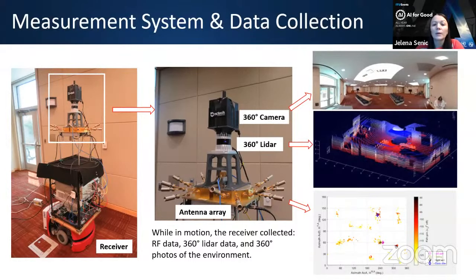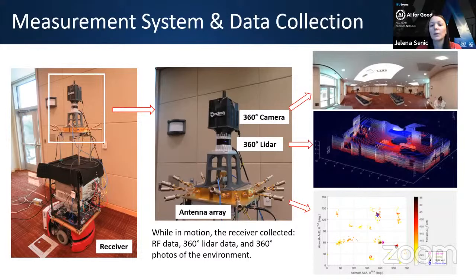First, we have the antenna array. And as Steve mentioned, we are providing the RF data. So we collect RF data using these 16 horn antennas. One example of our RF data you can see in the bottom right corner. After we process the RF data, we get what we call multiple components or arrivals, and we have information for each arrival about delay, path gain, and also angle of departure and angle of arrival in azimuth and elevation.